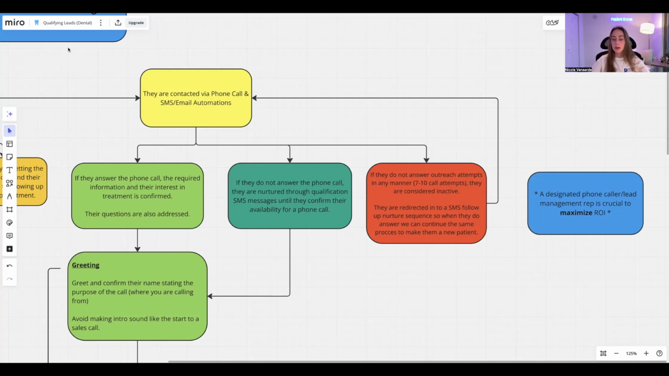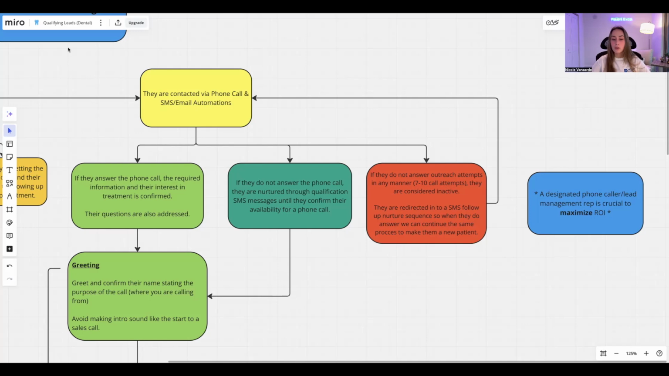So let's begin with talking about why having a call structure is important. Mismanaging lead calls can quickly make your campaign unprofitable. And to avoid this, you need a structured call system to maximize how many leads become paying patients. Without a clear process in place, your efforts can quickly go to waste.